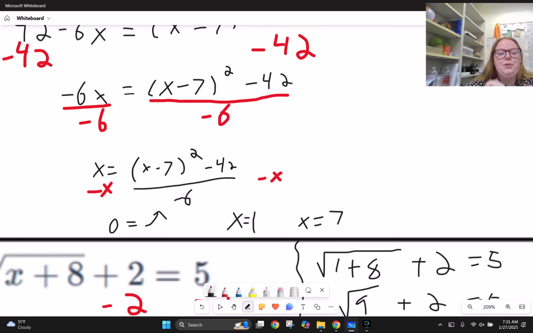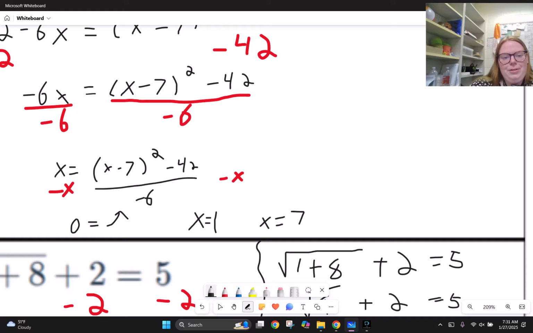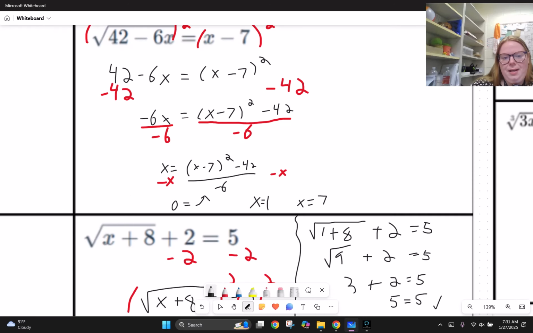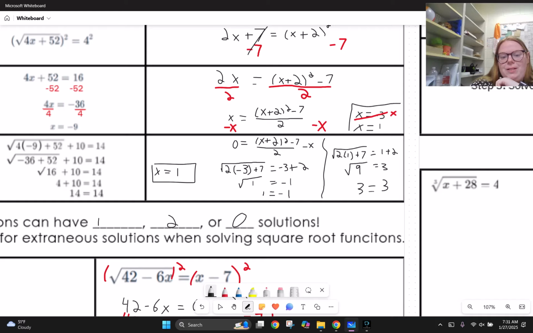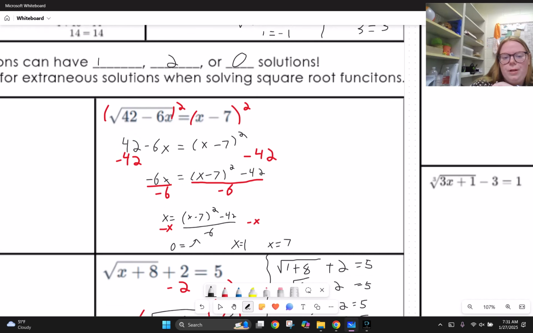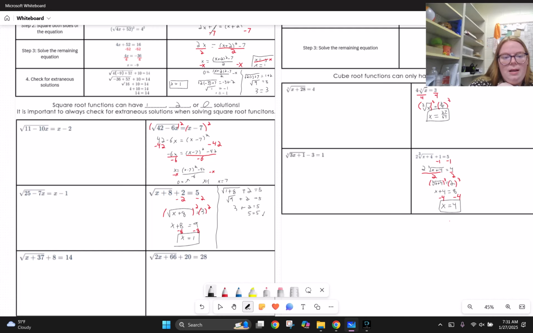They were both positive. I'm going to double check. Yes, they're both positive. So I'm not going to go through it, but your next step would be to check it to see if those are extraneous solutions, just like we did up here. I'm going to leave that for you. This is the hard part. So finish the rest of these problems.